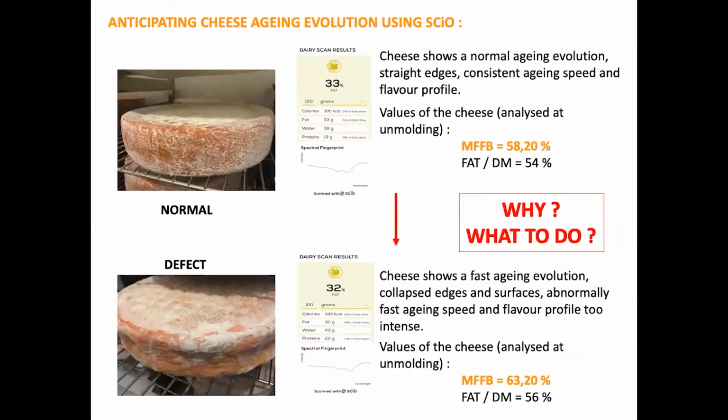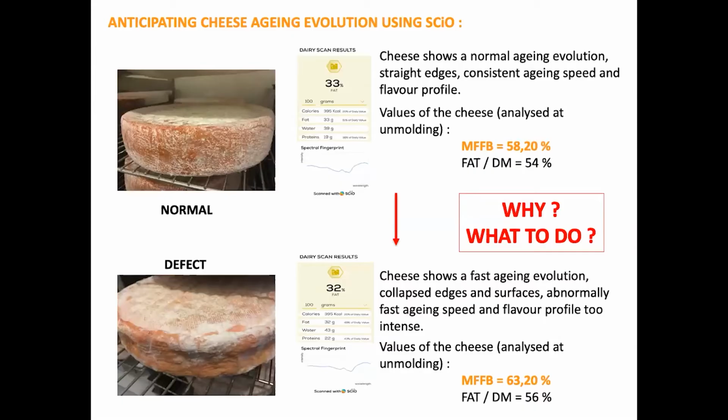With this device, we can anticipate what can happen. We can see on the top left, this is a normal cheese, which shows normal in brackets, because I don't really know what is a normal cheese. But this is the more conventional type of product that you have in your aging facility. And when we look at the moisture value and fat, so 33% fat and 39% water, this gives us an MFFB of 58%.